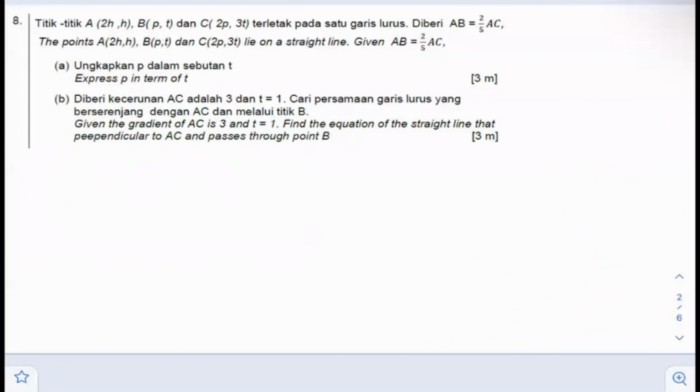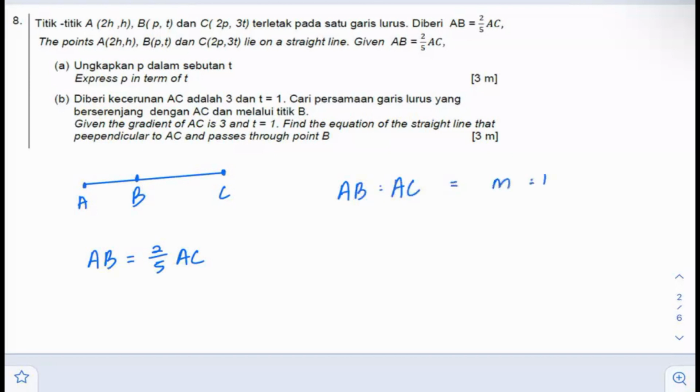First question, we have points A, B, and C lying on a straight line. So let's draw it out: A, B, and C. Given that AB equals 2 over 5 AC. When we want to write the ratio between two different segments, we write AB to AC equal to, let's say, M to N.